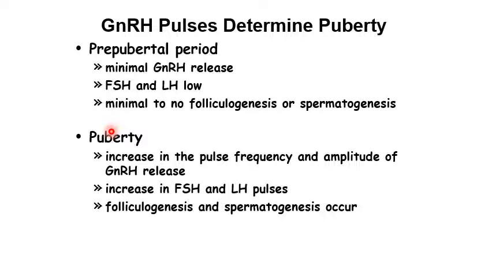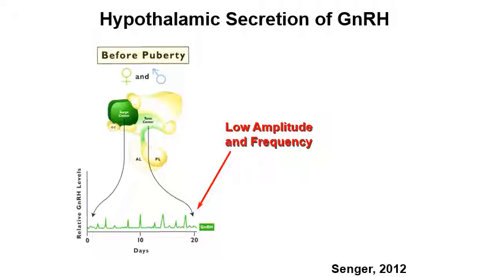For the pubertal stage, there is an increase in the pulse frequency and the amplitude of the GnRH release, as of course seen in the female. There is an increase in the FSH and the LH pulses, and these hormones are important for folliculogenesis and spermatogenesis to occur. For the hormonal changes that are seen in the female animal, this is the hypothalamic secretion of the gonadotropin-releasing hormone before puberty. So before puberty in both the female and the male animal, the GnRH neurons in both the tonic center and the surge center release low amplitude and low frequency pulses of GnRH as shown in the diagram.